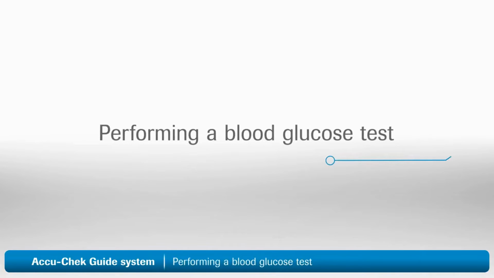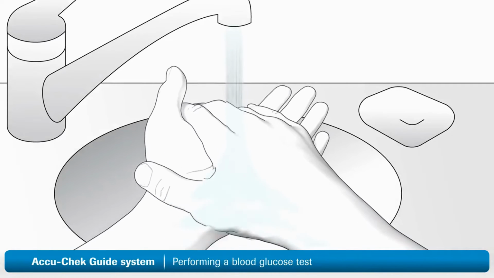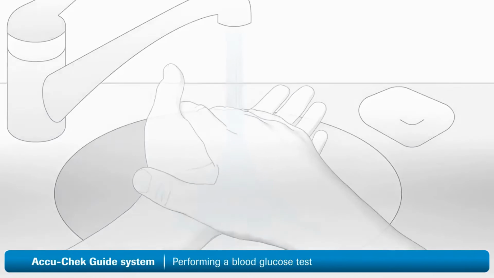Now you're ready to do a test. First, you'll need to choose a finger to take a sample from. It's best to alternate between fingers as they can become sensitive over time. Remember to always wash your hands with warm, soapy water and dry them thoroughly.